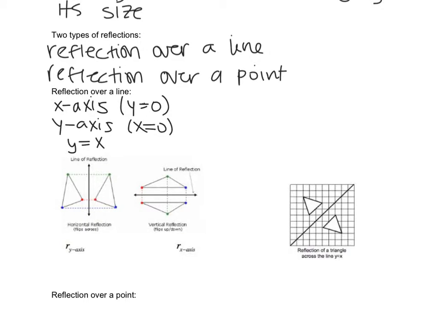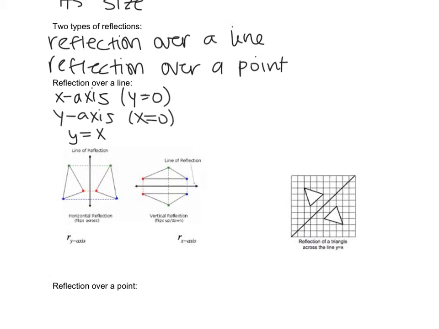And anytime we reflect a point or a shape over a line, each vertice of our new shape is the same distance from whatever line of reflection we used. Here we have three different examples of triangles being reflected across our three different lines: the y-axis, which is a horizontal reflection, the x-axis, which is a vertical reflection, and then across the line y equals x.